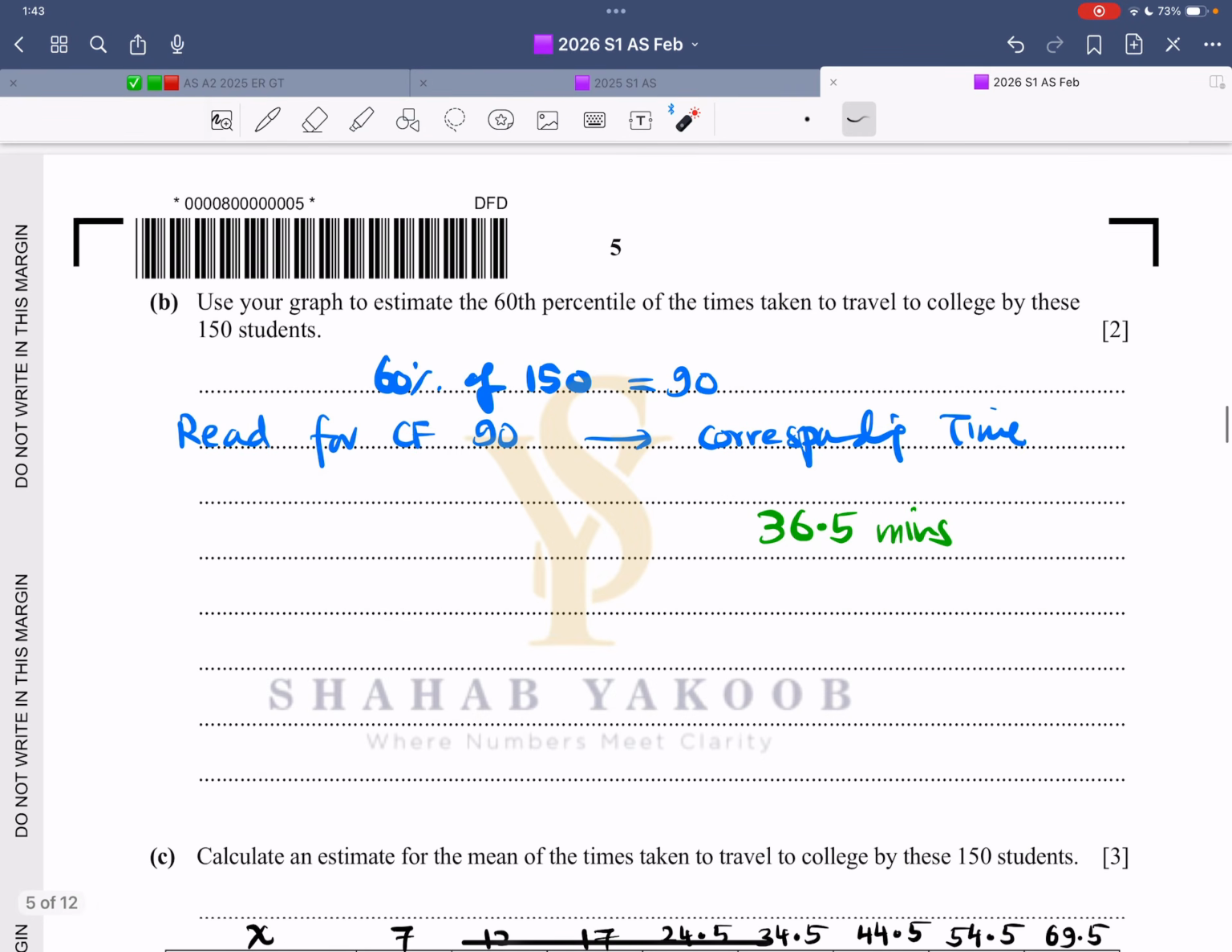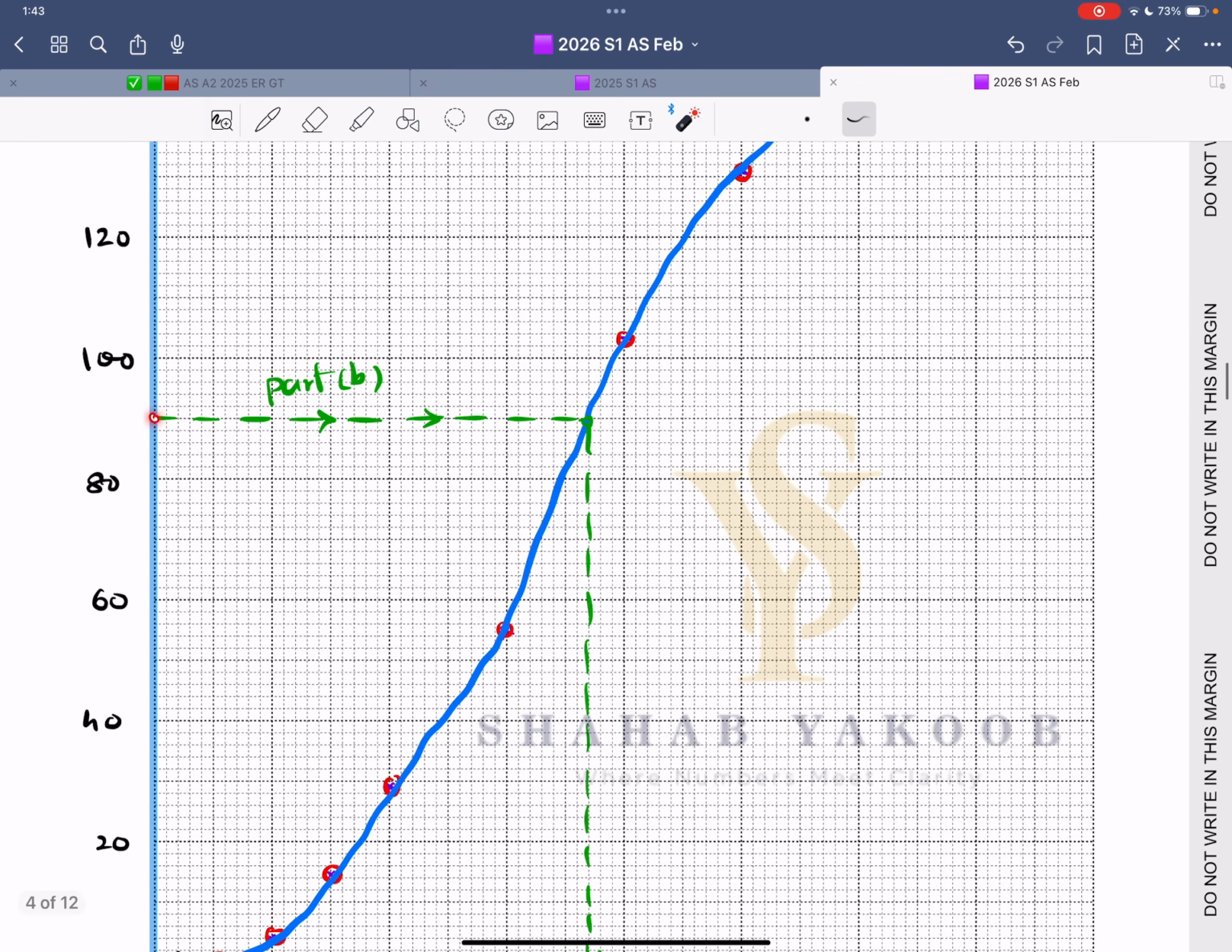They're not asking median and the quartiles. They are asking the 60th percentile. That means 60% of 150. That is 90. Go to cumulative frequency of 90. That is 90 right over here. Touch the graph. Go down.